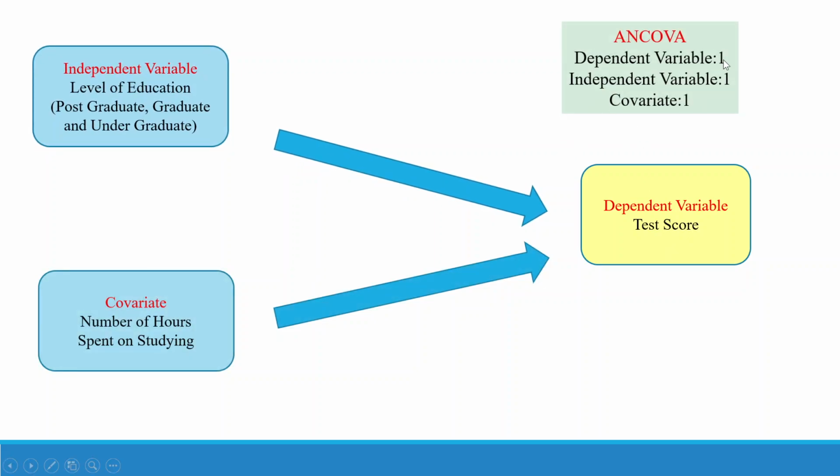ANCOVA. One dependent variable, one independent variable, and one covariate. So the independent variable remains the same, the dependent variable remains the same, but we have introduced one more term, that is covariate. Basically, the covariate is a variable whose effect we want to control on the dependent variable. So here, the term is number of hours spent on study, and we want to remove its effect on test score. So now the objective will be to study the effect of level of education on test score by controlling the number of hours spent on study.